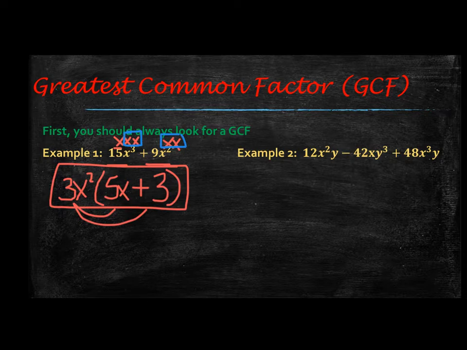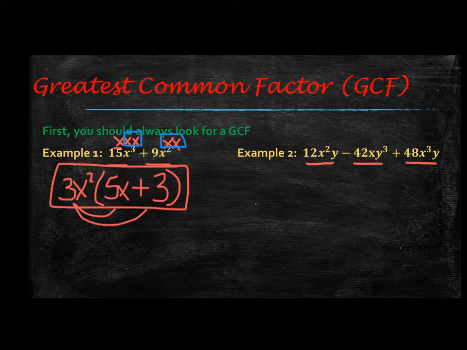So we have in the second example 12x squared y minus 42xy to the third plus 48x to the third y. So if we look at each of our terms, we have a term here, we have a term here, and we have a term here. Again, terms are separated by a plus or minus sign. So first we want to look at our coefficients. We want to look at 12, 42, and 48.